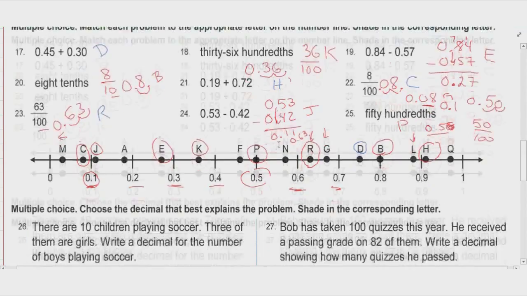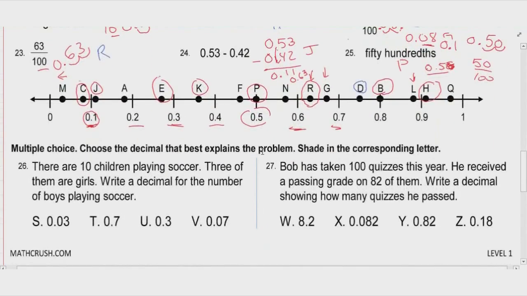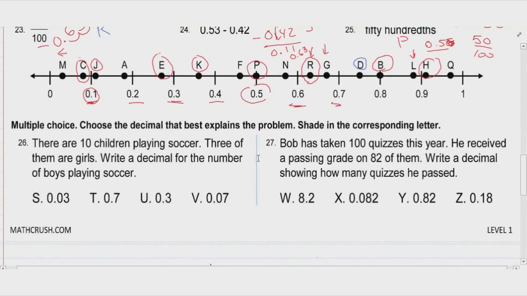Why don't you try doing the last 2 word problems on your own, 26 and 27. The directions say, choose the decimal that best explains the problem, shade in the corresponding letter. So give it a try on your own. So press pause. When you're finished, press play, and I'll go over it with you.